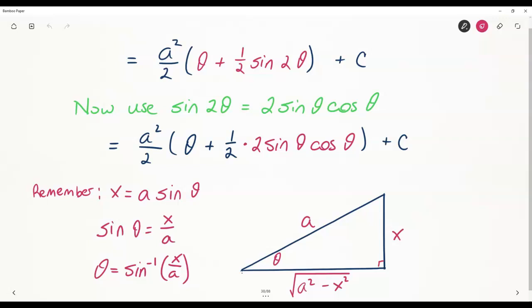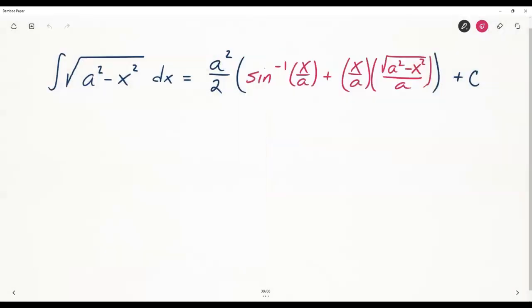So now that I have my triangle filled out, I can go through and identify what all of these quantities are. I know what theta is. It's right here. It's inverse sine of x over a. I know what sine of theta is, because now that I have my triangle, sine of theta is x over a, so I can put that in right here. Cosine of theta is adjacent over hypotenuse. So I'm going to put square root of a squared minus x squared divided by a. And it's going to look like that.